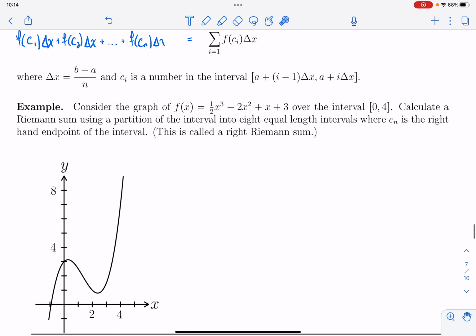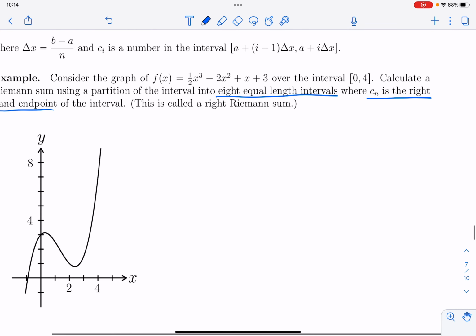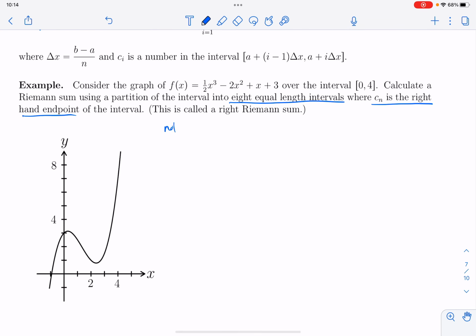So for example, here I have this cubic as drawn, and I want to find the area under the curve from 0 to 4, specifically using a Riemann sum, partitioning the interval into 8 equal length intervals, where ci is the right endpoint. So let's draw a picture. Actually, before we draw our picture, note that delta x is b minus a over n, that's the formula. b in this case is 4, a is 0, n is 8. Therefore we're getting 1/2.